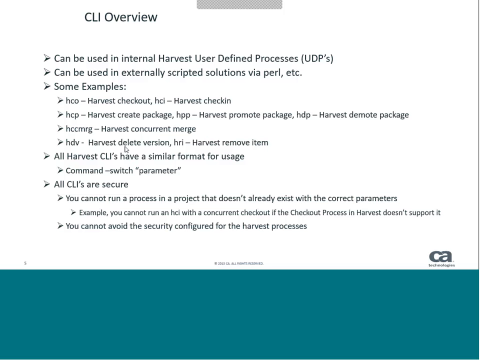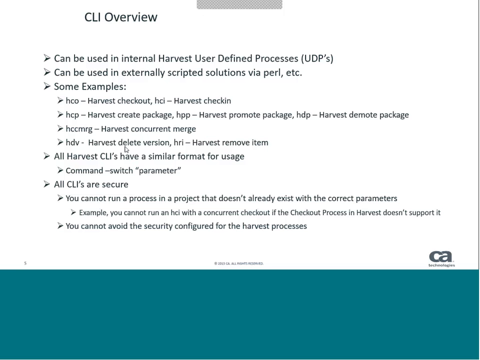And the functions are all very similar. The command is basically the name of the program, whether it be HCO, which is Harvest Checkout, and then you have a switch and a parameter. Every CLI has a common set of switches and parameters, and then there are unique switches and parameters for different CLIs depending on whether they're interacting with packages, or view paths, or versions, or users. They have different types of switches that may be unique to themselves.